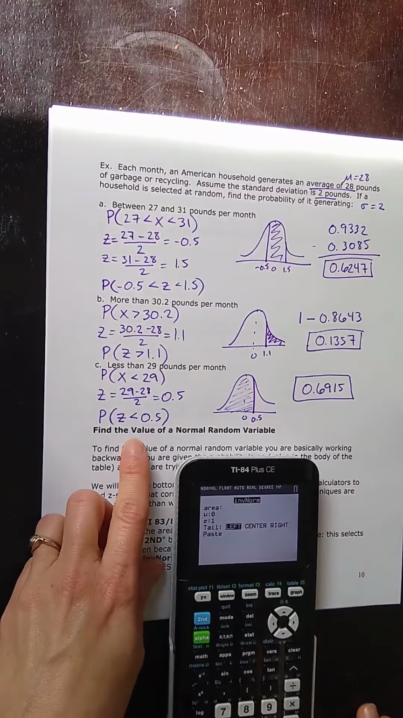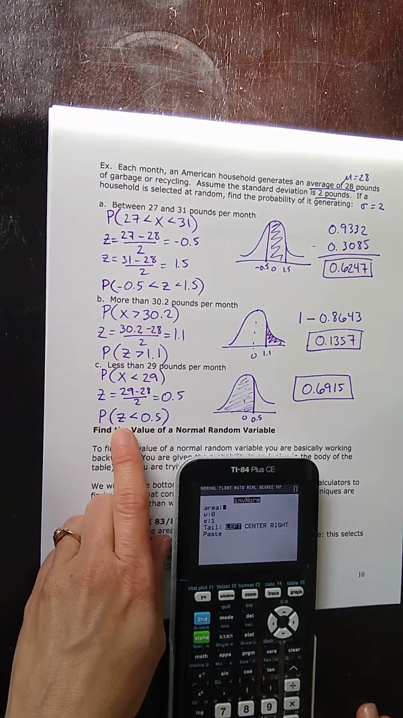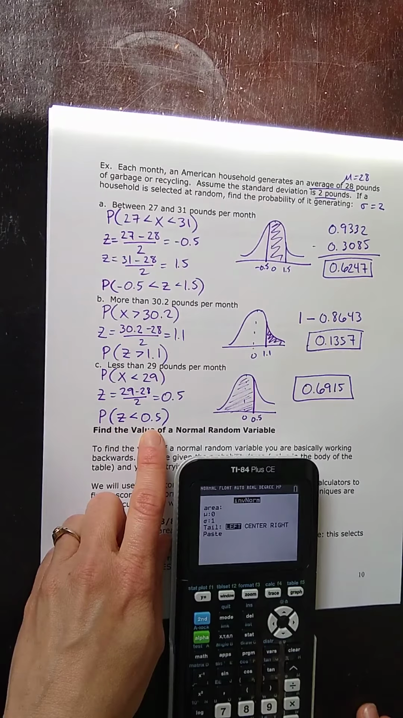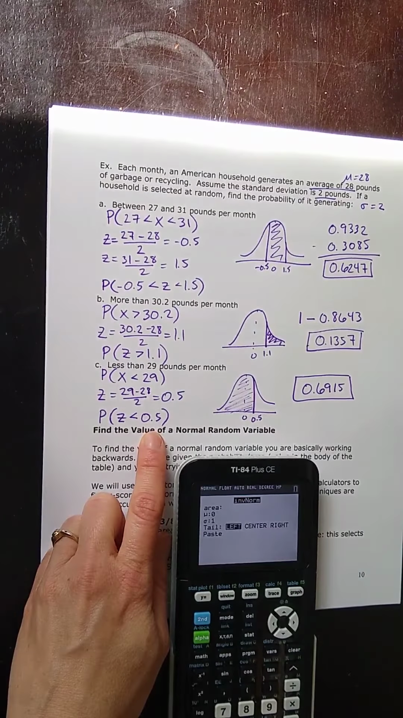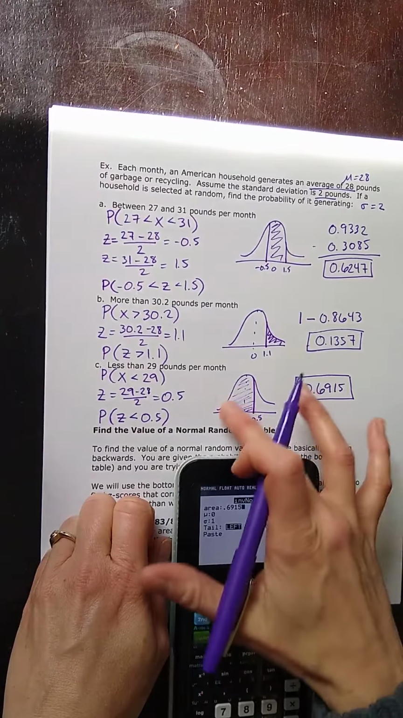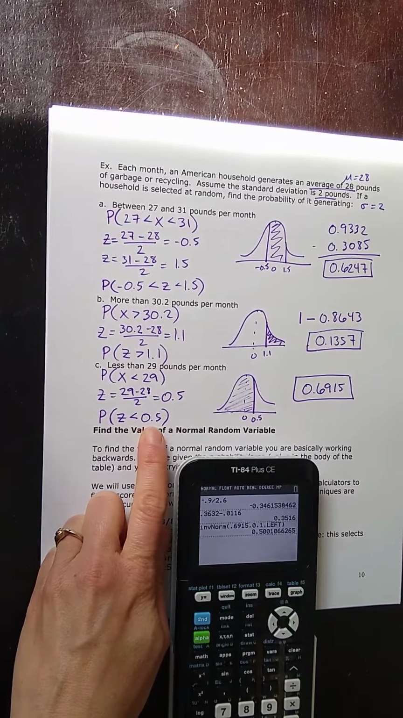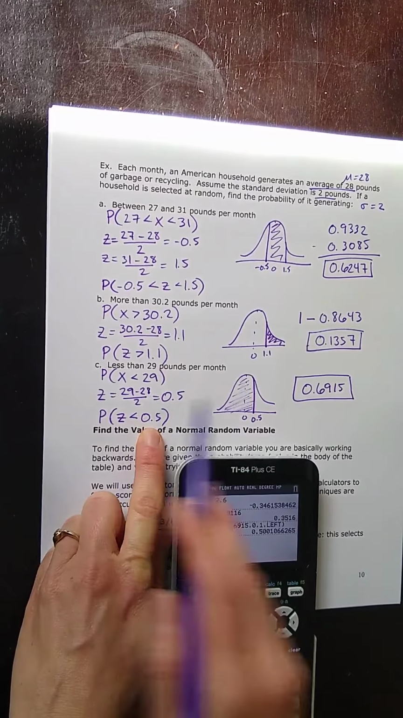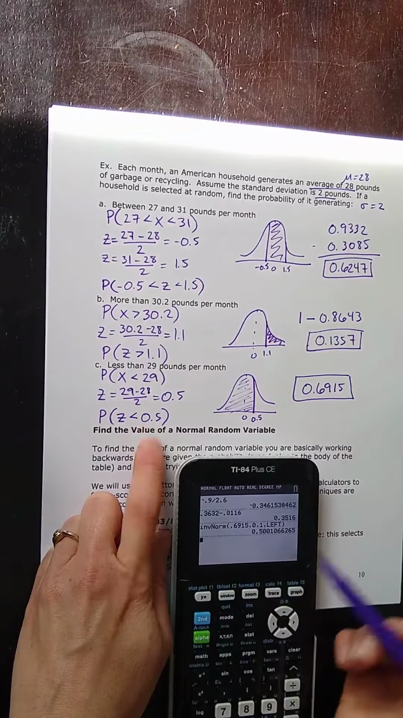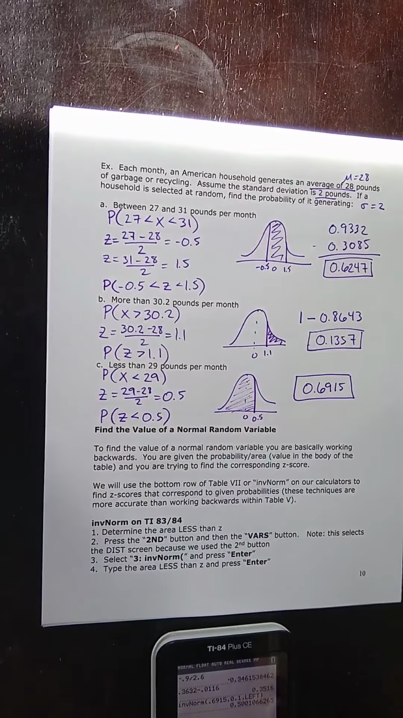So we could actually practice one of these that we did right here. This garbage question, less than 29 pounds per month. That was a z area less than 0.5. So if we type in our 0.6915 as our area, then it should come up with that 0.5 as the z. Okay, so it's going backwards. So the table says if you know your z, you can find your area. Inverse norm says if you know your area, you can find your z. So it's inverse because it's going the other direction.